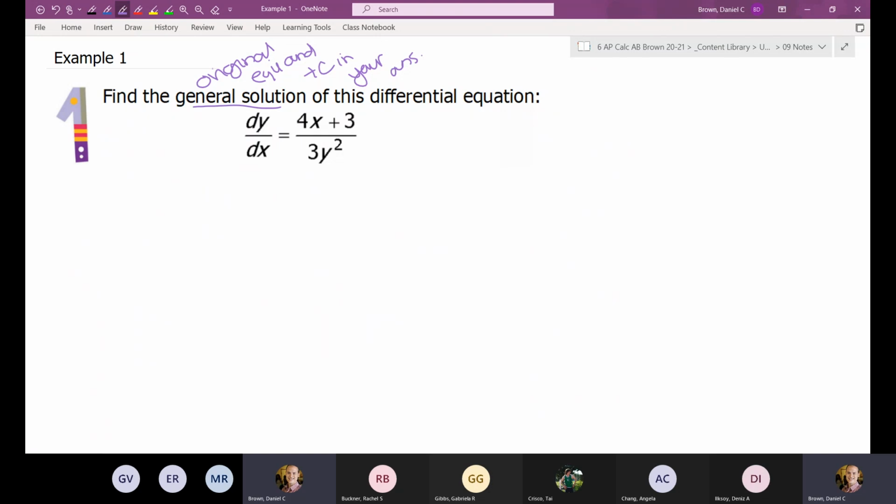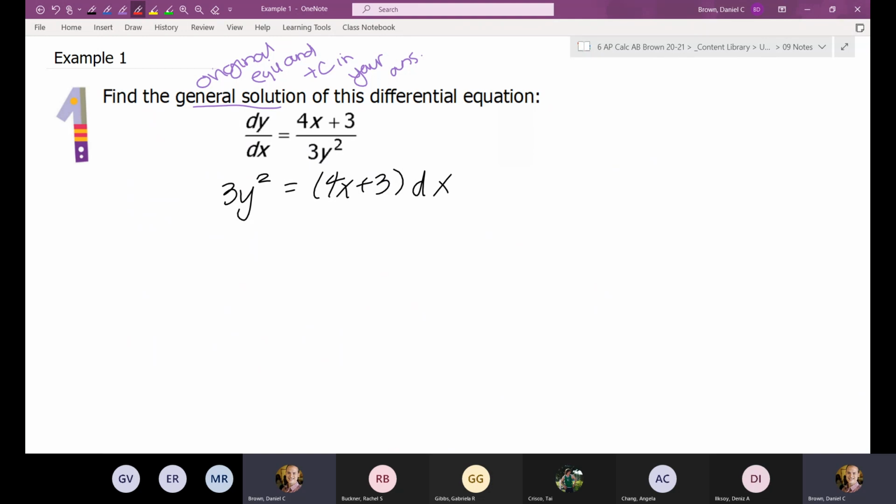First step to these problems, always, always, always separate. Is this one going to be one where we can pretty easily separate our variables? Yep, we can just cross multiply. So I would have 3y squared dy is equal to 4x plus 3 times dx. And then I think most of you can figure out what happens next. If this is the differential equation representing the derivative, we've separated and we're trying to get to the original function. Well, how would you go from the derivative to the original function?